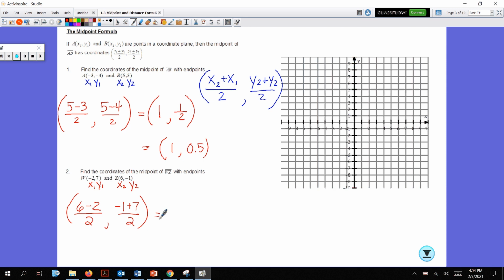Now I simplify. 6 minus 2 is 4. 4 divided by 2 is 2. Negative 1 plus 7 is 6. 6 divided by 2 is 3. Now my midpoint is 2, 3.